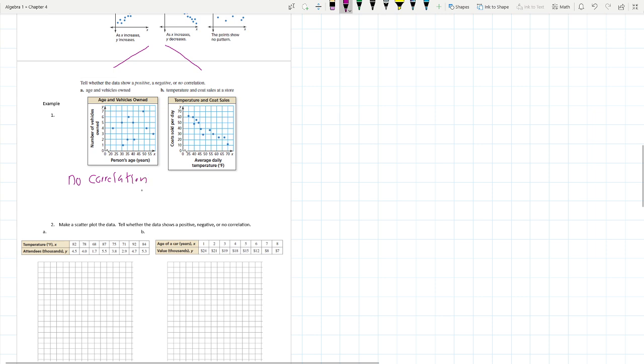Then I look at B, temperature and coat sales at a store. I look at this scatter plot and I say, as the temperature increases, the coats sold per day seems to decrease as well. And so for this, we'd say there's negative correlation.